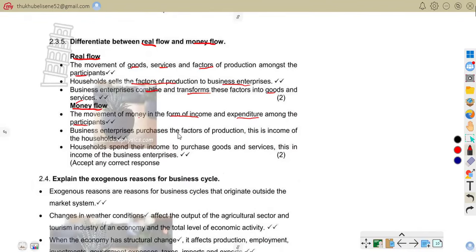Business enterprises purchase the factors of production, and this is income of the households. So business pays households for factors of production. Firms pay wages, rent, and interest to households. Households spend their income to purchase goods and services. This is income of the business enterprise. So meaning to say, income earned is used to buy products from businesses. So now let us go to 2.4.